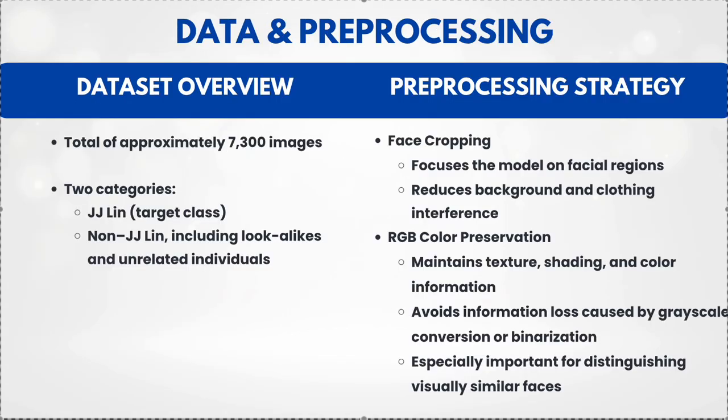This is our dataset overview. Our dataset consists of around 7,000 images categorized into JJ Lin and non-JJ Lin, including many look-alikes. Because real-world online images vary significantly, preprocessing plays a crucial role. We applied face cropping to reduce background noise and keep the model focused on the facial features. We keep RGB images instead of converting them to grayscale because texture, color, and shadows often carry essential identity cues. This step is especially important when dealing with visually similar faces.